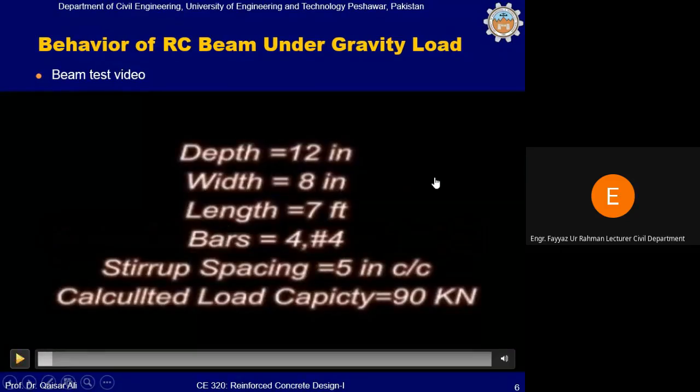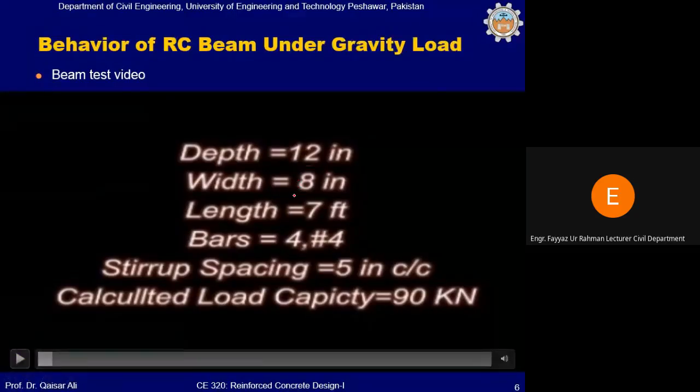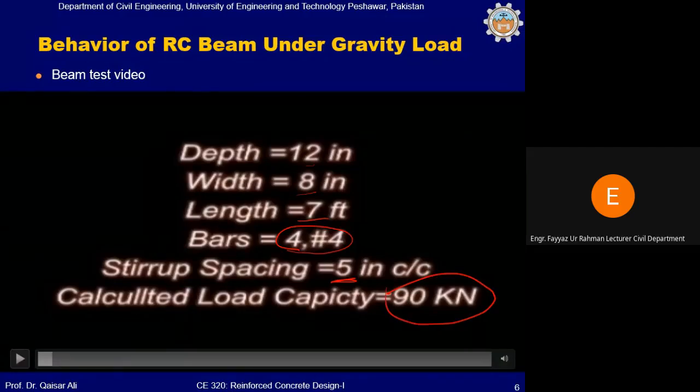So these are the parameters of the given beam. Depth of beam is 12 inches, width of beam 18 inches, length of the beam is 7 feet. Number 4 bars are given as tensile reinforcement in the bottom of the beam. Stirrup spacing is 5 inches, and the maximum calculated capacity is 90 kilonewton, which means that the beam can take a maximum load of 90 kilonewton. Clear?